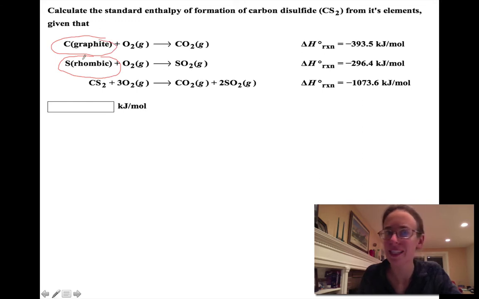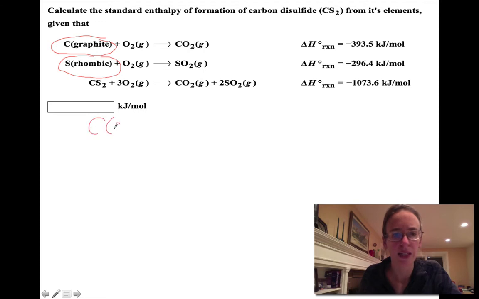And you guys have seen other forms of sulfur before. It's oftentimes given as S8, these molecules consisting of 8 sulfur atoms. But here you don't have any information about that, so you want to take what you're given. So let's go ahead and draw up that reaction.